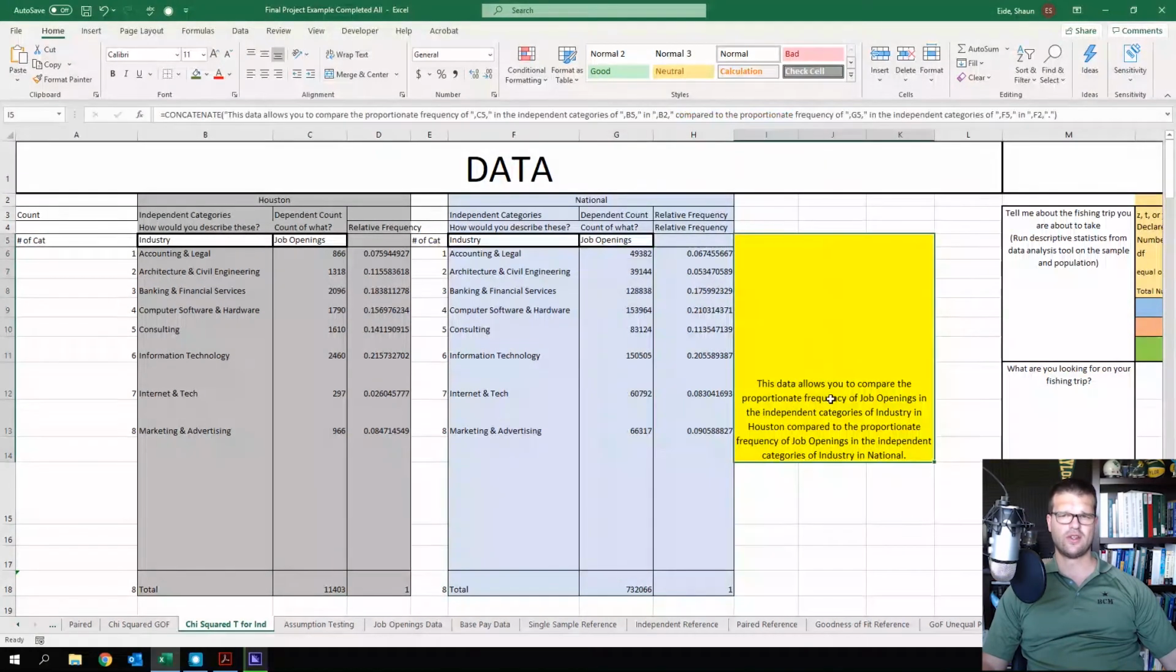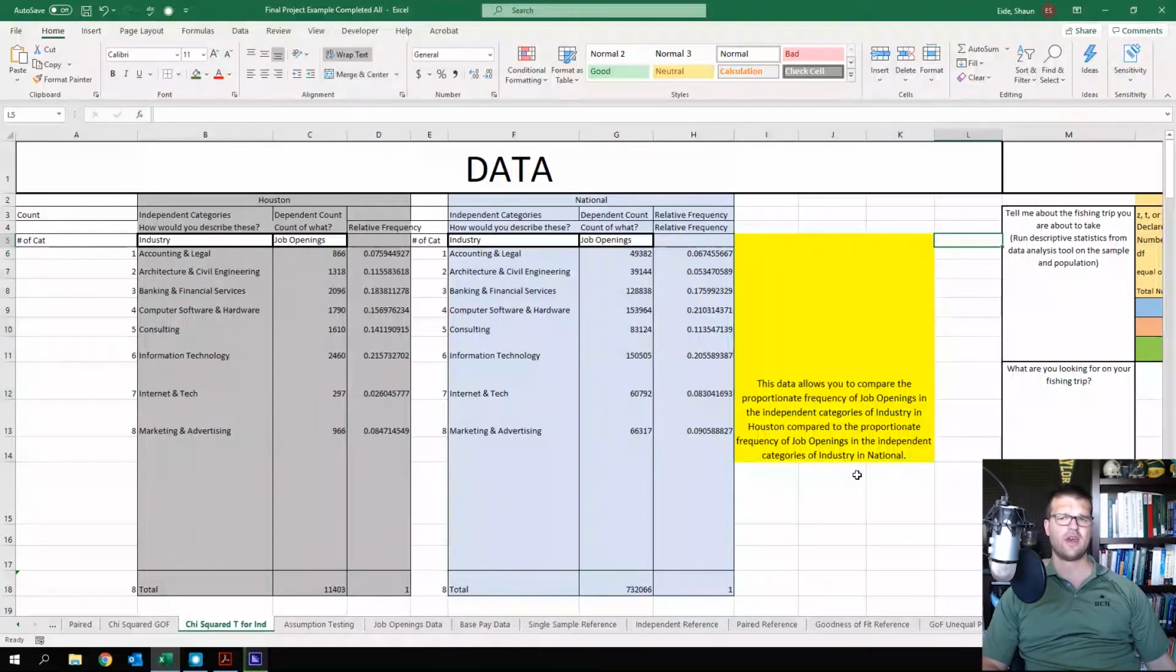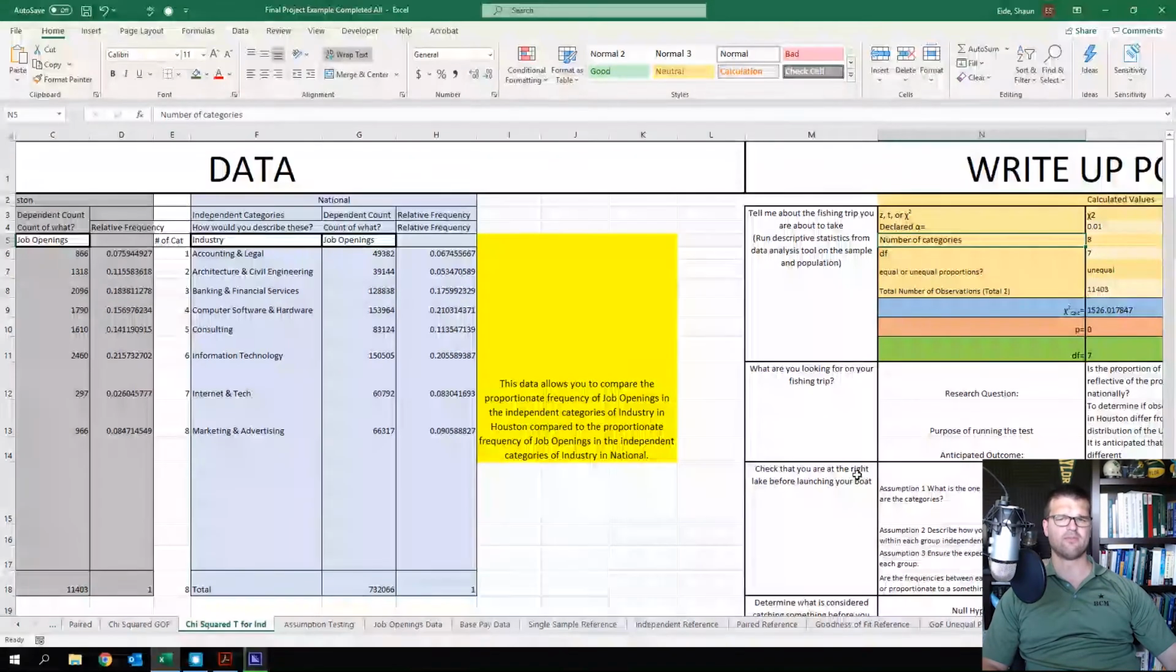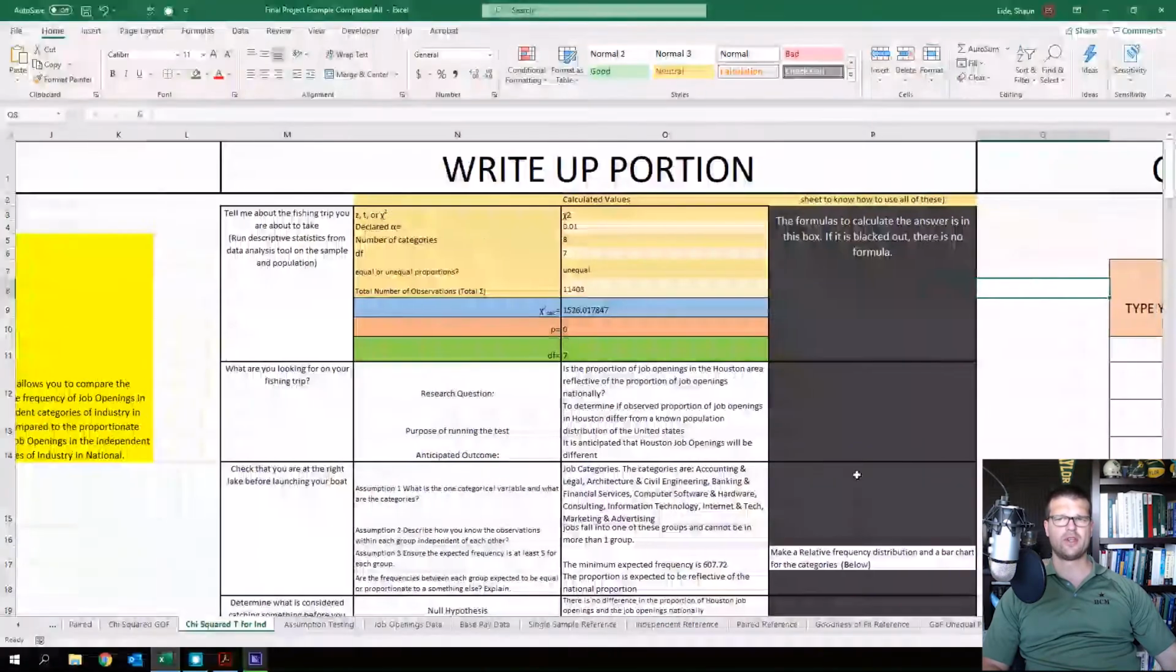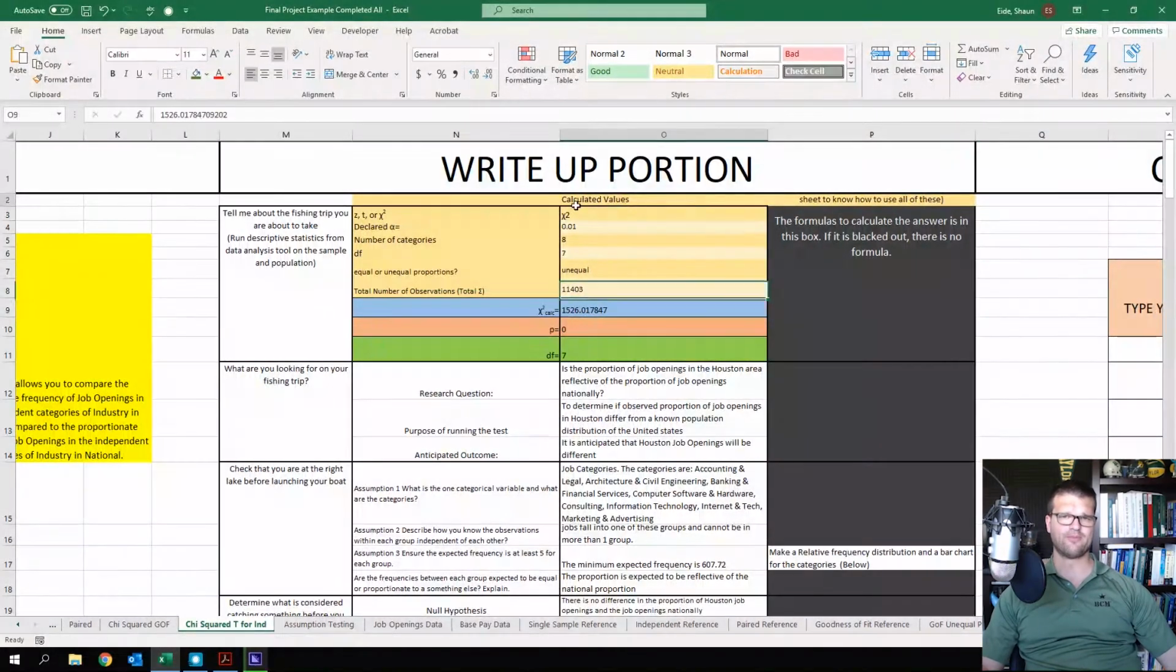So you can notice in this yellow box right here, this data allows you to compare the proportionate frequencies of job openings in the independent categories of industries in Houston compared to the proportionate frequencies of job openings in the independent categories of industries in the nation. So right away, we've got the number of job openings, we've got the relative frequency of job openings, and we're going to come over here and determine what it is that we're doing.